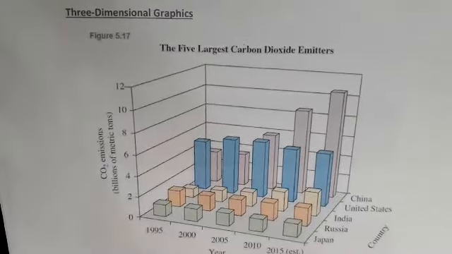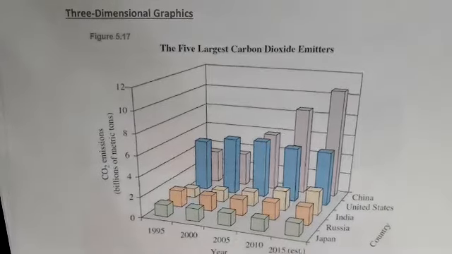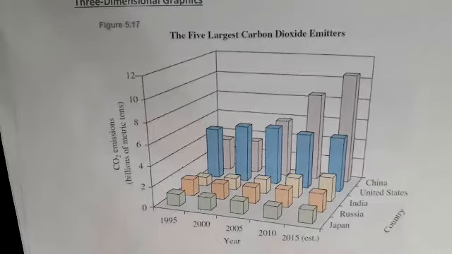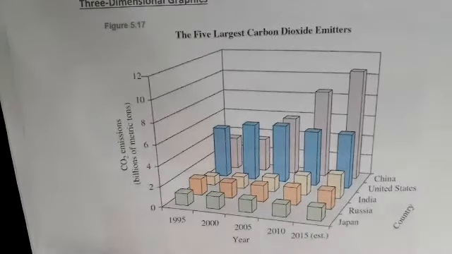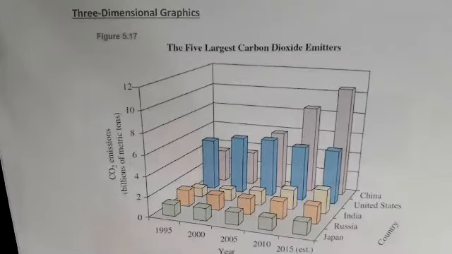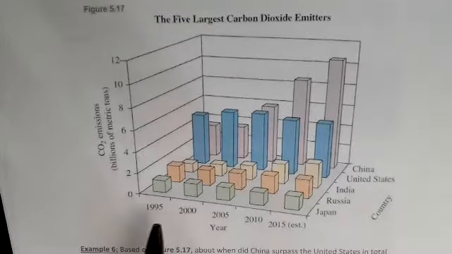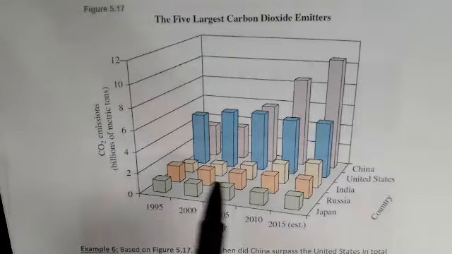The next thing we want to talk about is three-dimensional graphs. In one of the previous sections, I believe I gave you a country and I gave you CO2 emissions. So we had two criteria. Now if we want three criteria, we're going to add a time element, we're going to add years to this. So now we're going to compare the CO2 emissions across countries, across the years.